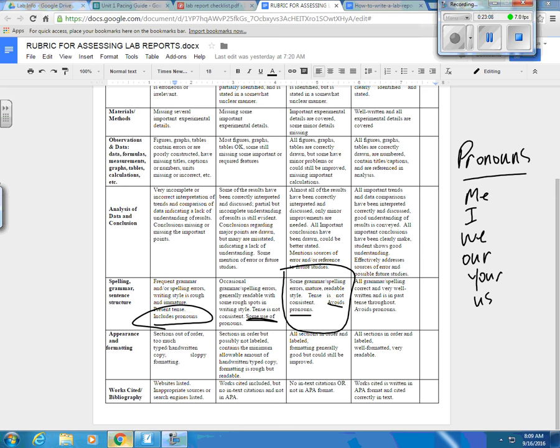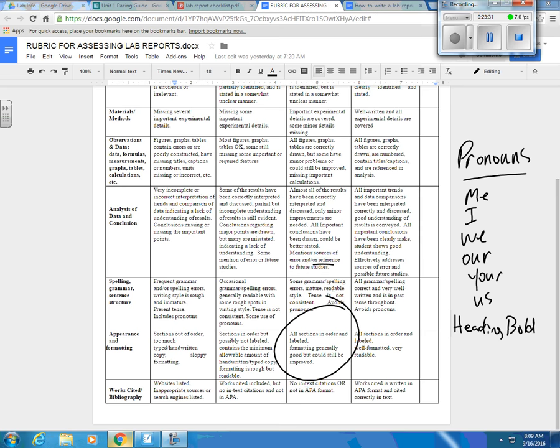Okay, so let's go down here to appearance and formatting. And here's your goal. All sections in order and labeled. Formatting generally good, but could still be improved. So for formatting, you want to have your headings bold, and you want to be double spaced, the whole thing. Not just the introduction, not just the conclusion. You want the whole thing double spaced.